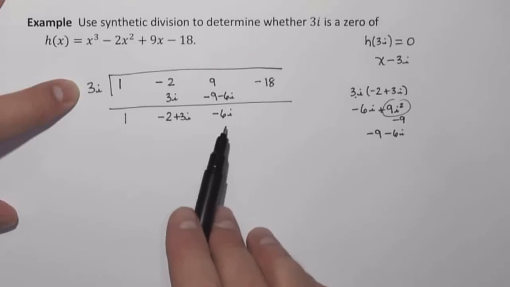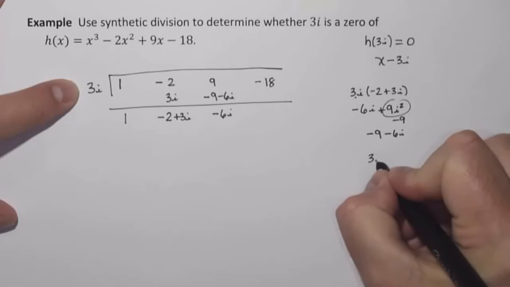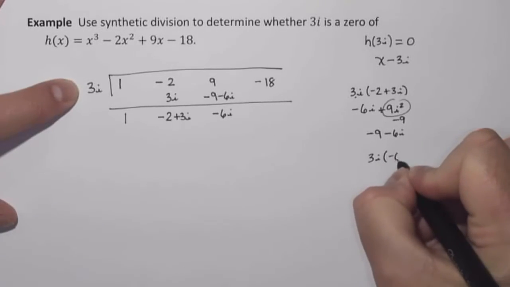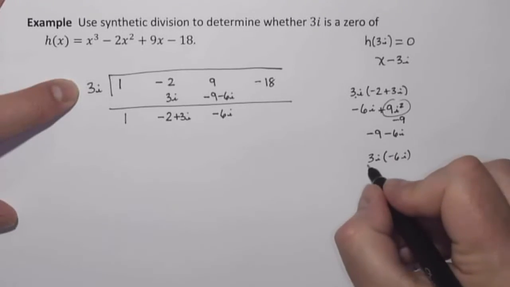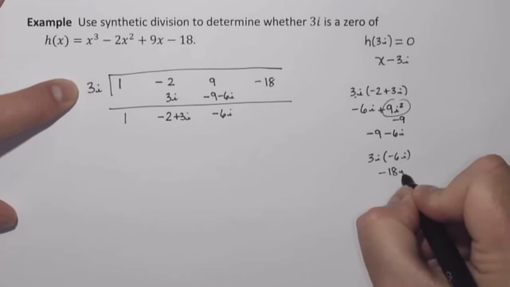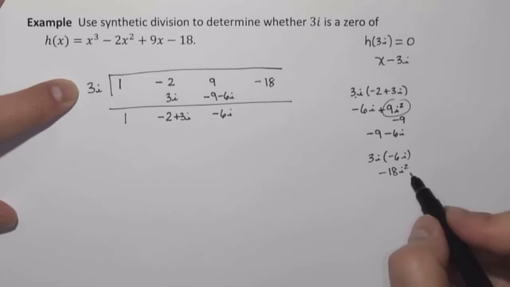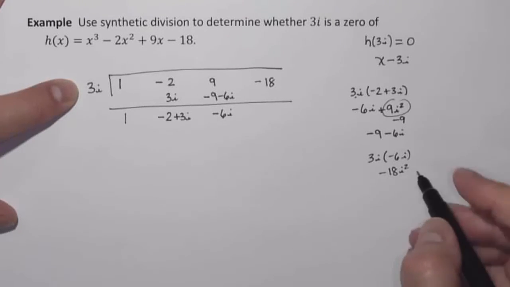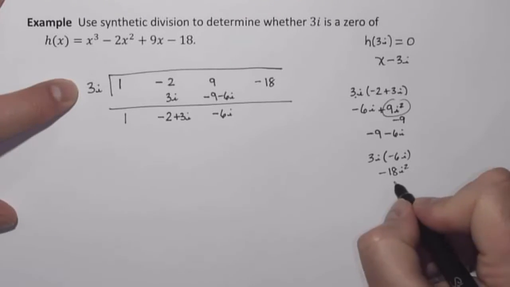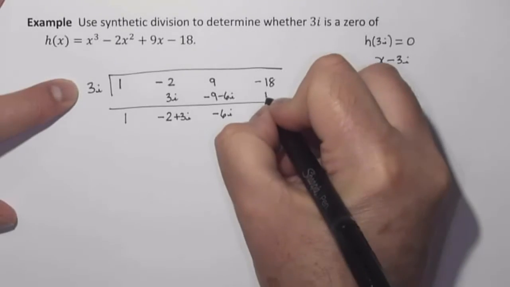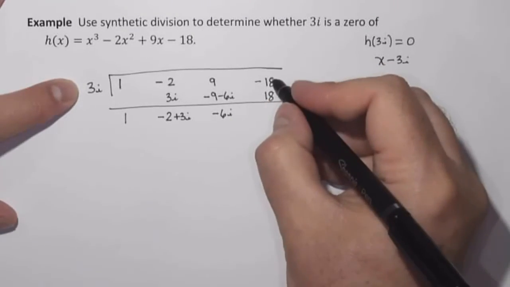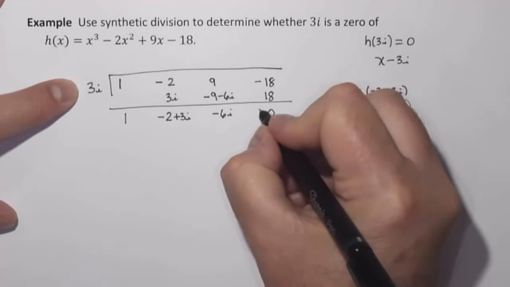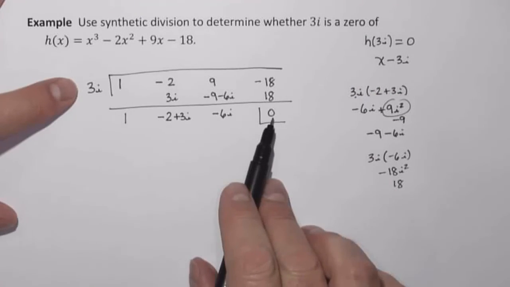Multiply 3i times minus 6i. Well, we'll do that over here. 3i times negative 6i is going to be negative 18i squared. But again, i squared is really negative 1, so I have negative 18 times negative 1, which is going to be positive 18. So this is 18. Negative 18 plus 18 is 0, so my remainder is 0.